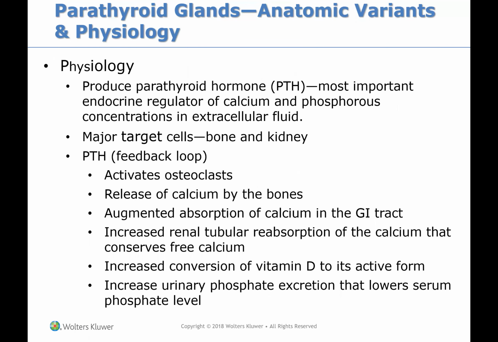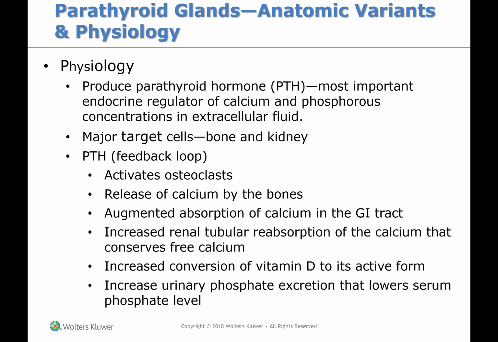So the parathyroid glands produce parathyroid hormone. And this is the most important endocrine regulator of calcium and phosphorus concentrations in extracellular fluids. So you're going to find people coming in for a parathyroid scan because their calcium levels are off. That's when I've done them the most, if they have blood work showing they either have hypercalcemia or hypocalcemia. The major target cells for this parathyroid hormone are the bone and the kidneys.